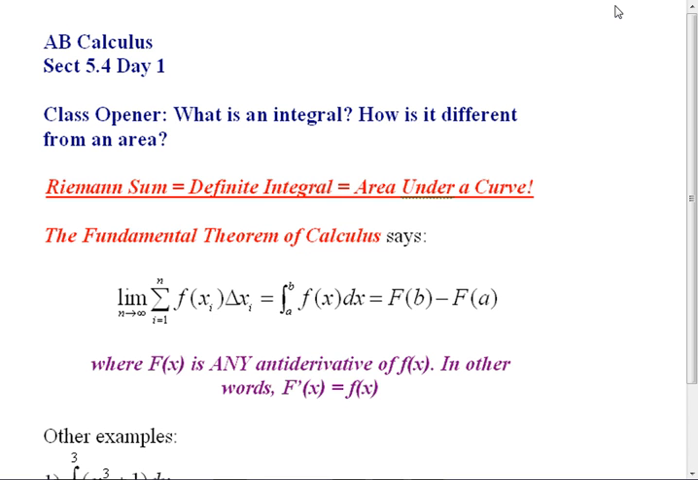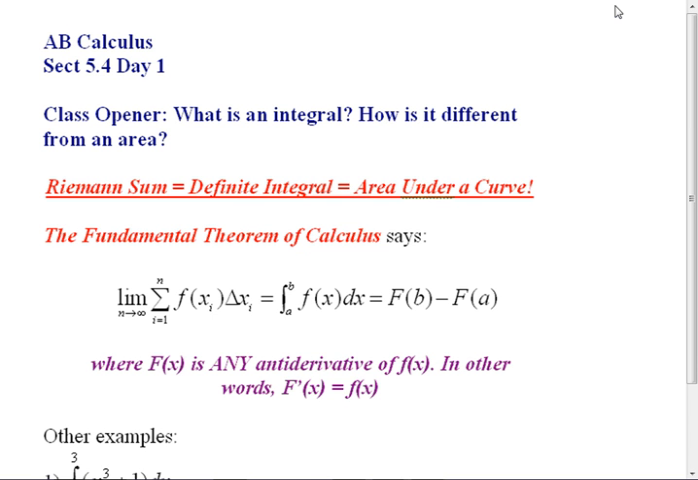Grace, you get that? When are we having the quiz? Friday. Okay. Yes, it's 5-4, the fundamental theorems in both sections. Okay, so that'll be on the first part of 5-4, not the second part. Okay, shh, guys.